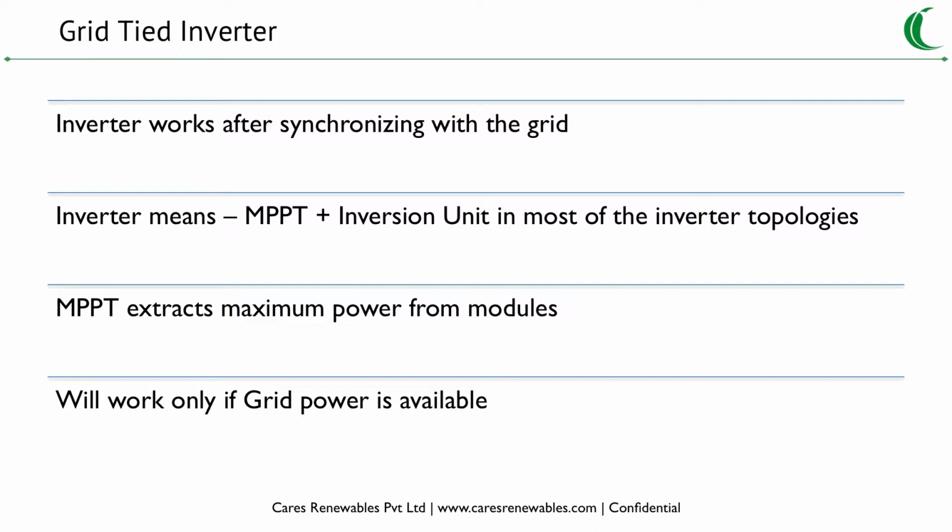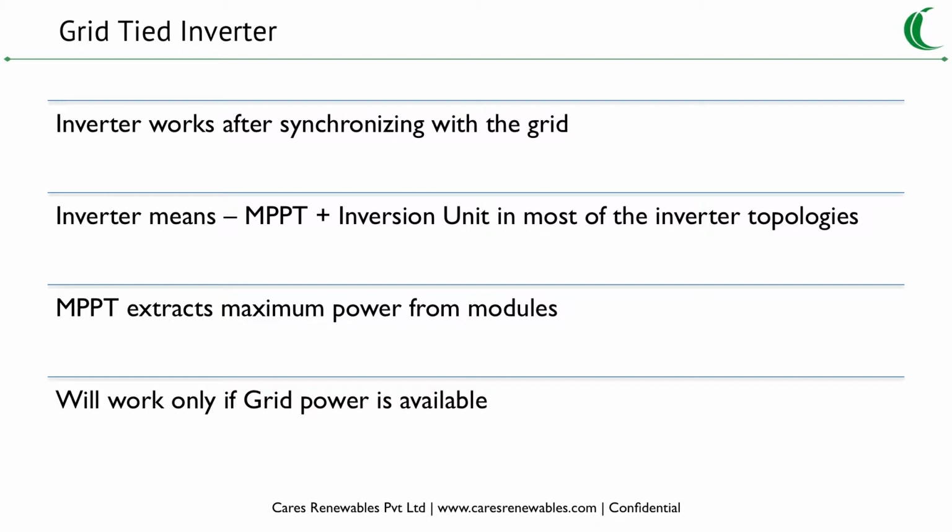We're not going to get into the technicalities of how it functions, but for all practical purposes, even if there is a cloud cover, or the temperature varies, or whatever externalities, it ensures that the power extracted from the DC solar modules is maximum. And the function of the inversion unit is to take this DC power, convert it into AC, and synchronize with the grid. This is the key function.